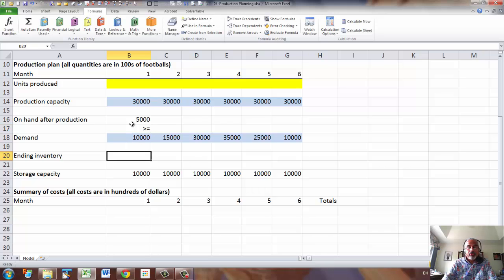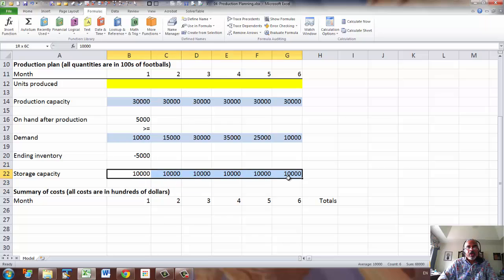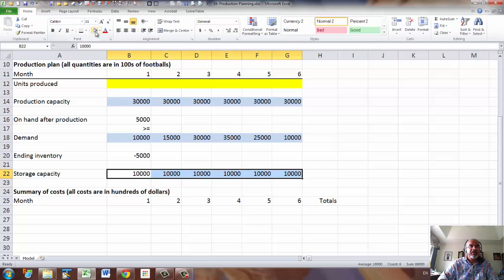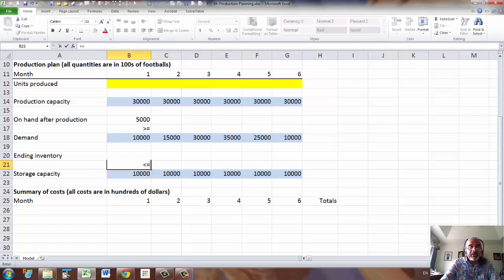Now, ending inventory is the amount available on hand after production minus the demand. So that's what will be the ending inventory remaining. And that ending inventory cannot exceed the available storage capacity. Storage capacity is given as 10,000 units, so that should be less than or equal to that.